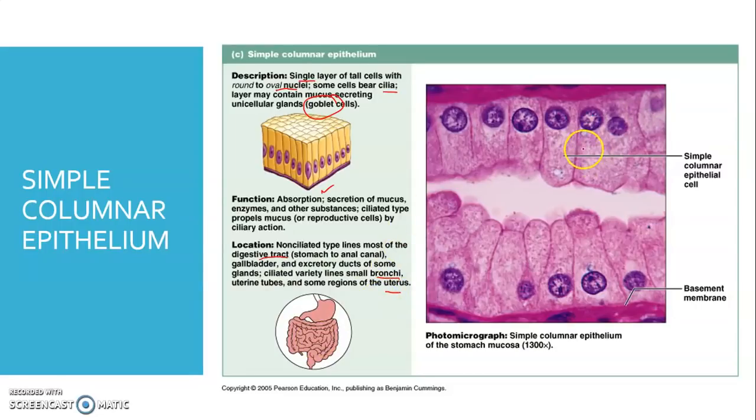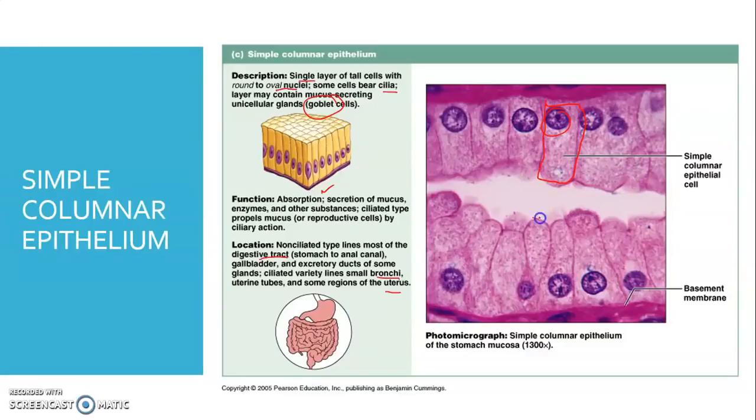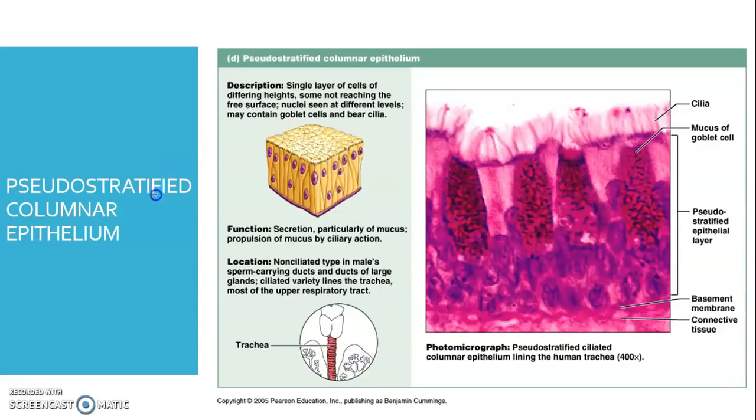Looking at this microscopic image, you can see clearly the shape now, and there is only one cell layer, so it's a simple columnar epithelium. This is the nucleus of the columnar cells. Oh, sorry, we cannot see it clearly, maybe the cilia. Okay, next we go to the pseudostratified columnar epithelium.